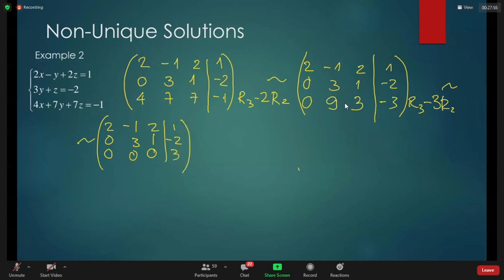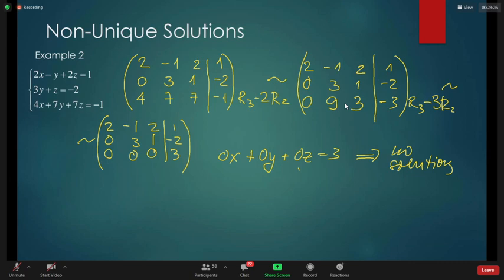So in this case, we see that the last row represents an equation 0x plus 0y plus 0z is 3, which means this is impossible, so there are no solutions. No solutions for this example. So in example 2, we have no solutions because we get this contradiction. This is the simplest case. This is the simplest of them all.